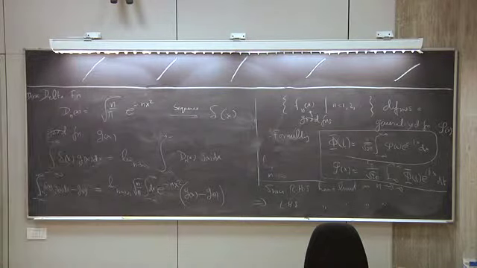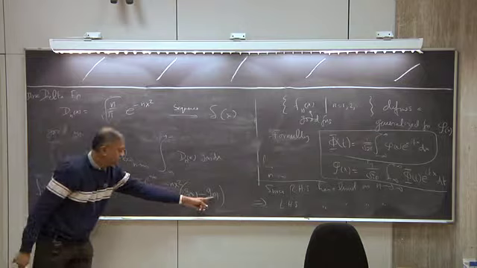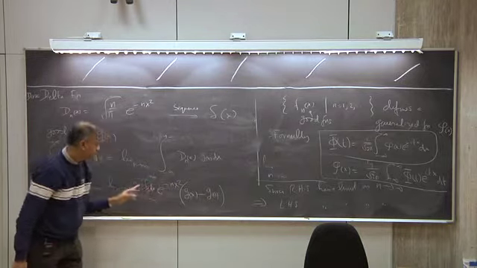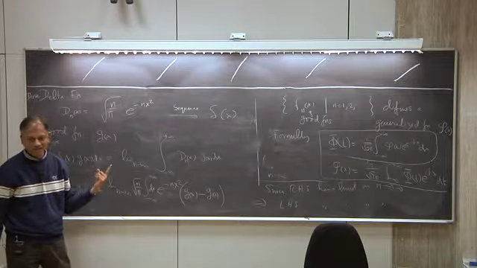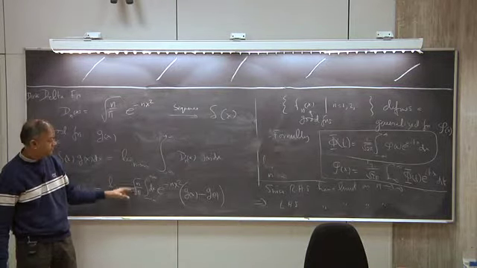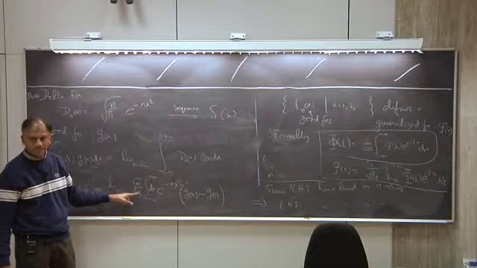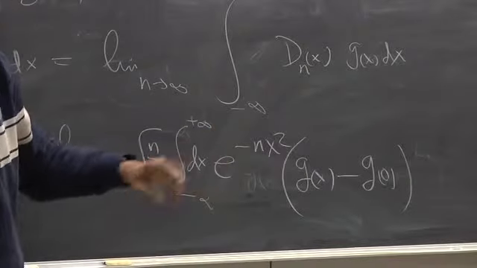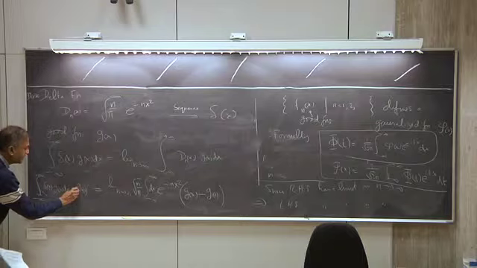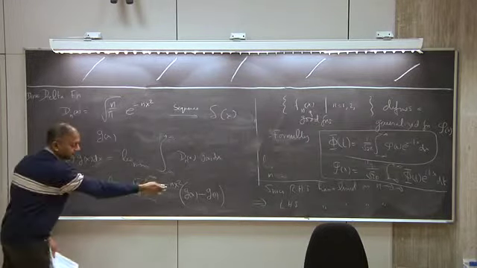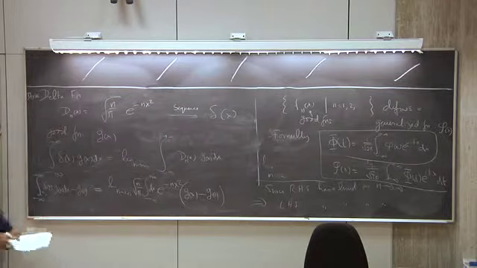Correct. Why can I do that? Because g of 0 does not depend on x, I can take it out, and this integral was exactly equal to 1 for every n, remember? That's how we normalized it, in such a way that the integral was exactly equal to 1. So I have put here 1 times g0, but that 1 I am writing like this. It's convenient to write it like that.